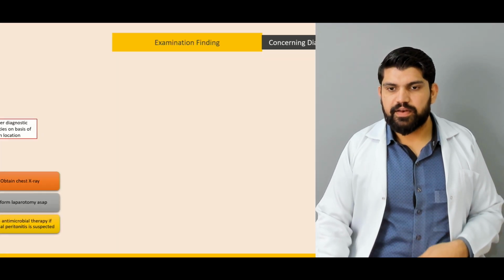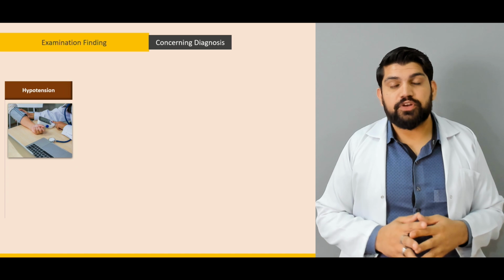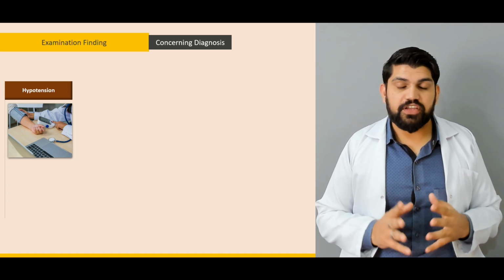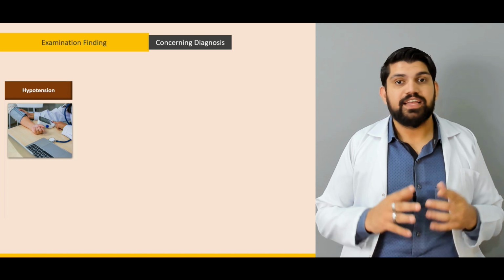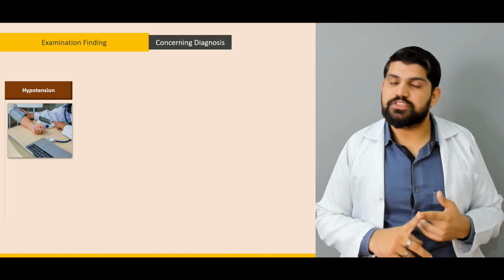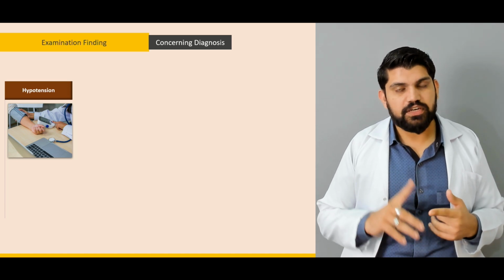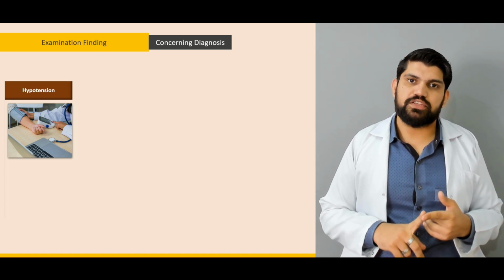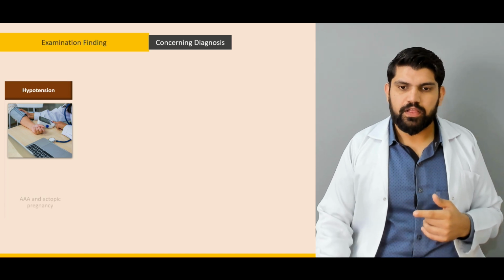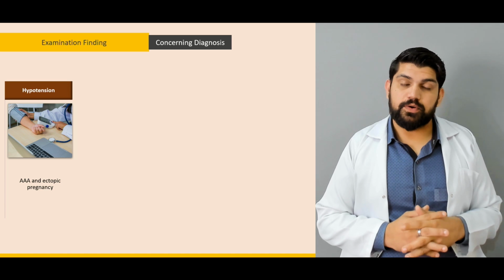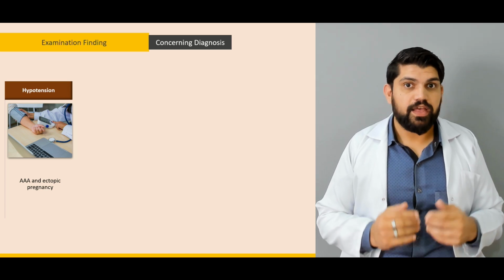So moving ahead, hypotension, again, it's a very, very concerning point. I'm mentioning it again and again because that's where emergency has to intervene. Even before the surgeon, the emergency physician needs to treat hypotension as soon as possible. Hypotension can be due to abdominal aortic aneurysm, ectopic pregnancy.